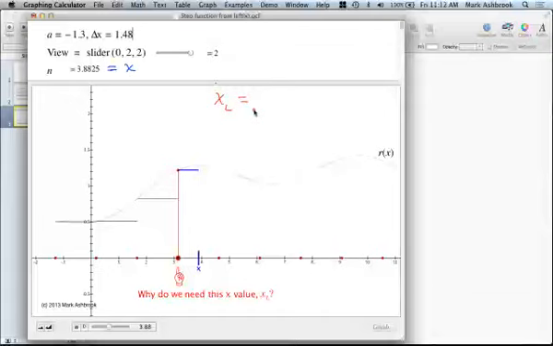So figure out any way you can to get that X value. The way I do it, well, 1.3 plus.